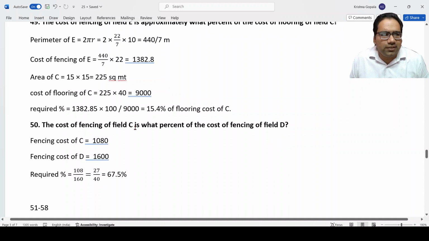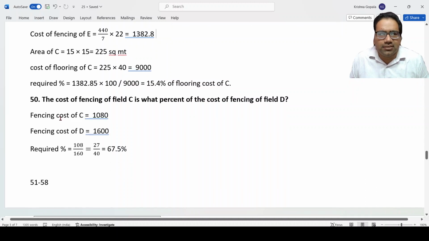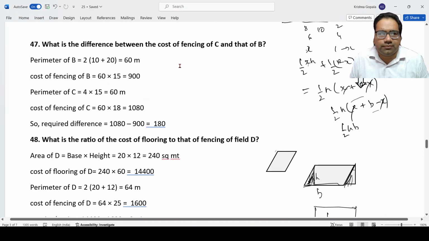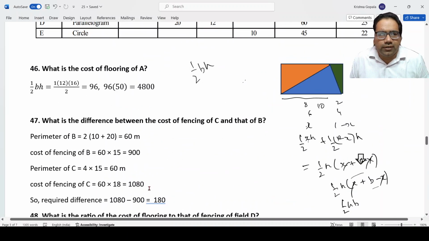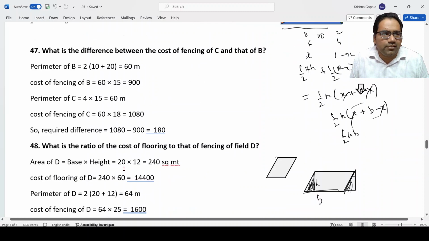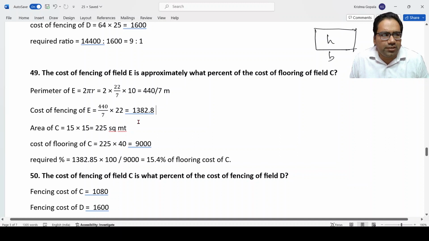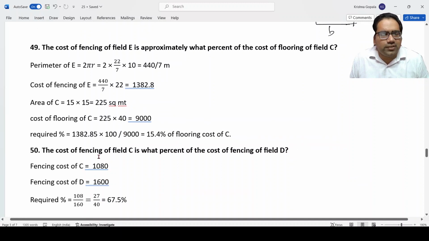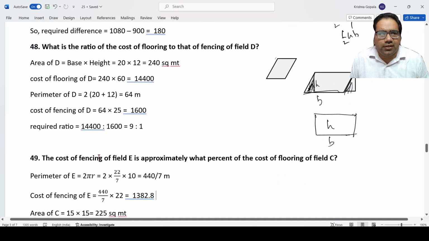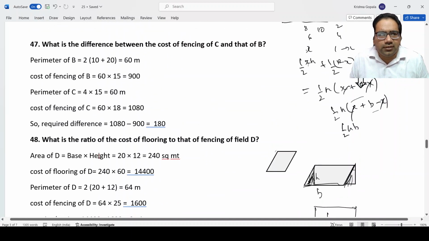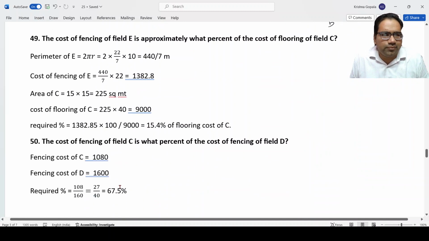Similarly, cost of fencing of field C is what percent of cost of fencing of field D. Field C fencing we just discussed, right? In the beginning. Field C 1080, right? C is the square. Cost of fencing we have already done that. We should not redo the same work. Fencing cost of D, this also we had done, 1600, right? Earlier we had done 1600. Okay, so we had done this.